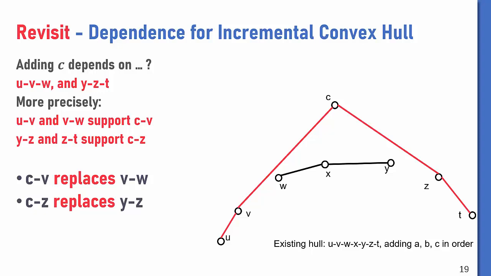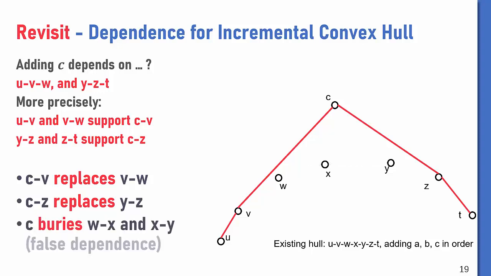And more importantly, as we've mentioned, the edges and points in between don't matter, they're false dependencies, but they will need to be removed. In this case, we say that WX and XY are buried by C. C does not have a new edge to replace them, but they're just buried. Because of this, we can have fewer dependencies, so better parallelism. And also, replacing and burying don't need to happen in the same round.